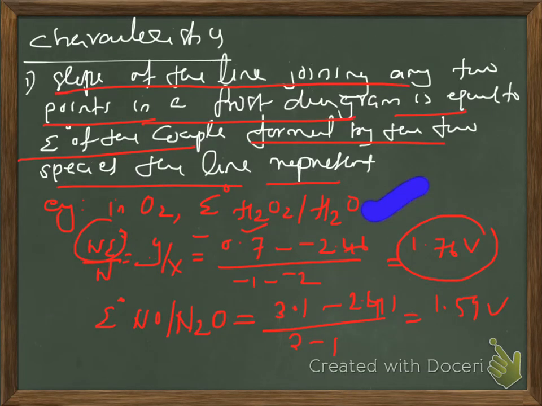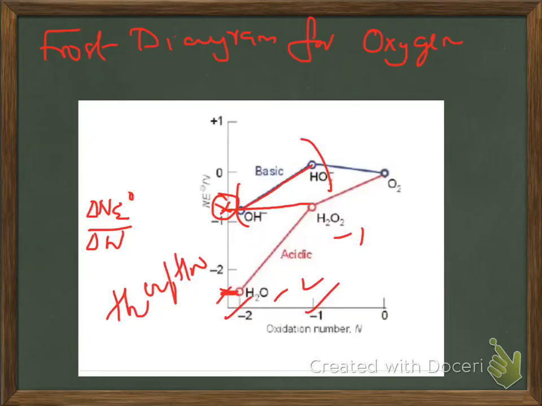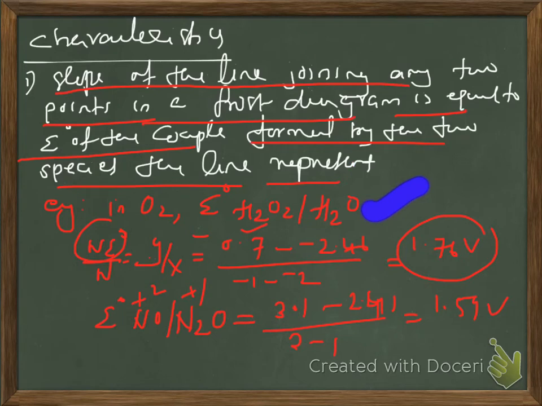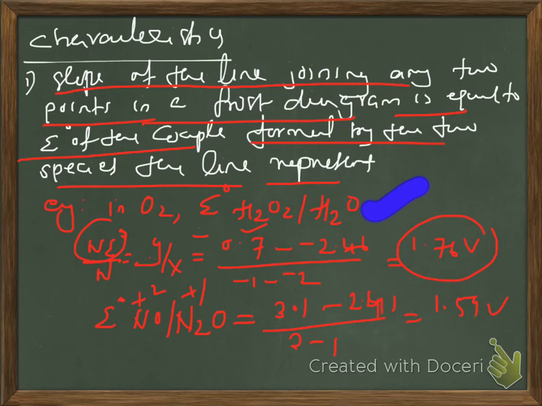For nitrogen, NO and N2O, 3.1 minus 2.41. NO means nitrogen is plus 2, here it is plus 1. So the difference is 2 minus 1. For nitrogen, N2O and NO, this is the line. You have to find the slope. Here it is 3 point and here it is 1 point. Actual value is 3.1 and 2.41. Then you will get the value 1.59, which is the value in the Latimer diagram for the couple NO and N2O.